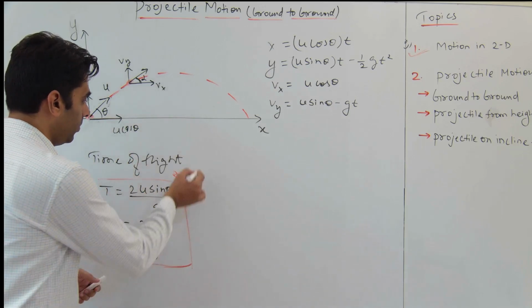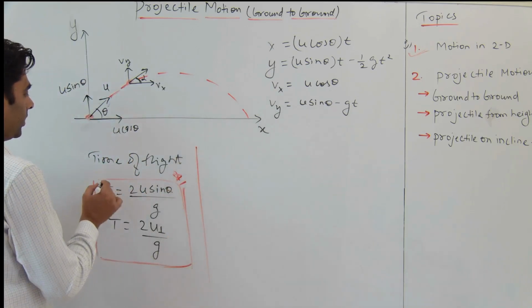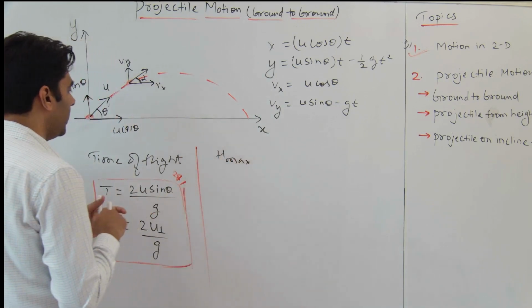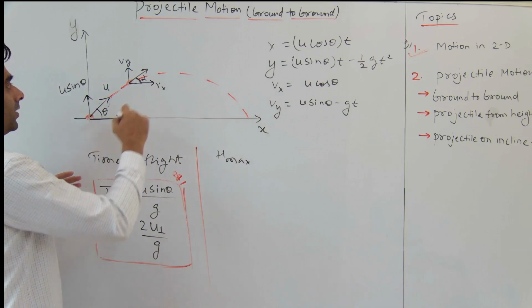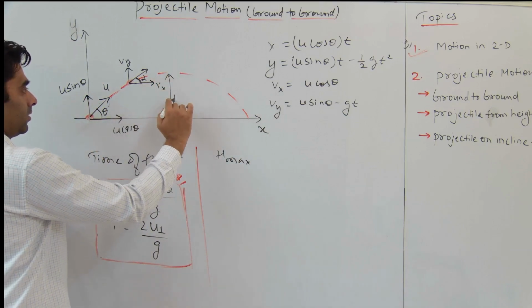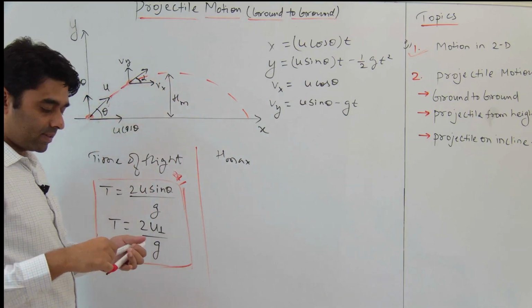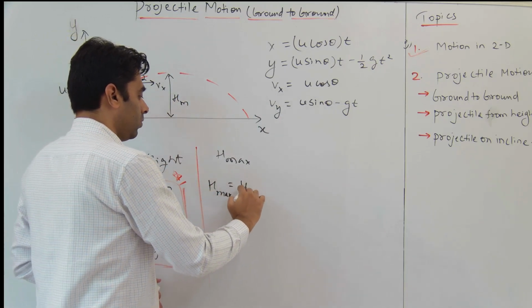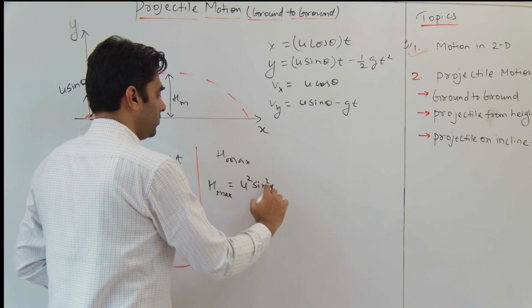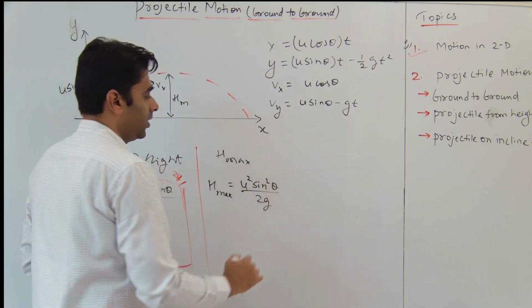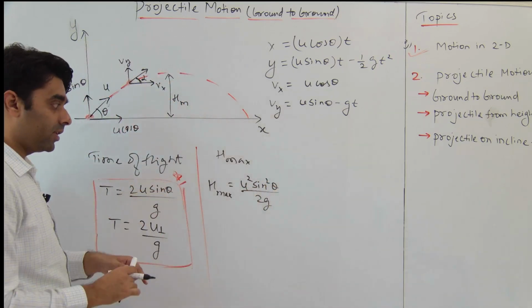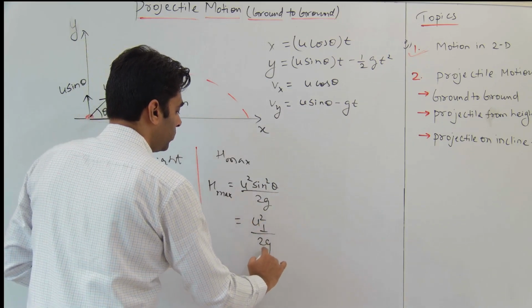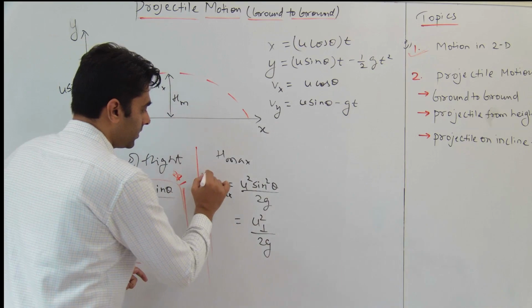Next, we have got our time of flight. Next is H max, maximum height. This is our maximum height over here. H max relation, what is our H max relation? H max is u square sin square theta by 2g. U sin theta is u perpendicular, therefore we can also write it as u perpendicular square by 2g. So this is your H max relation.